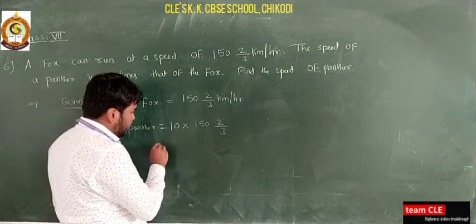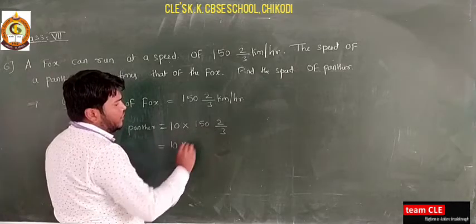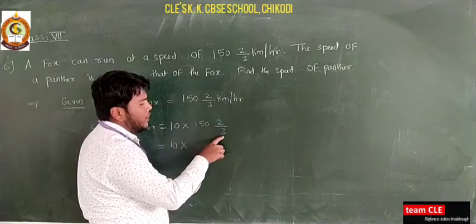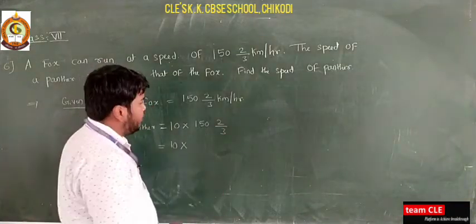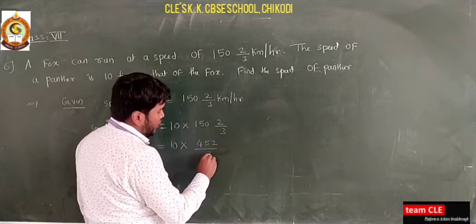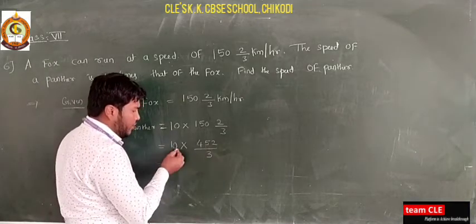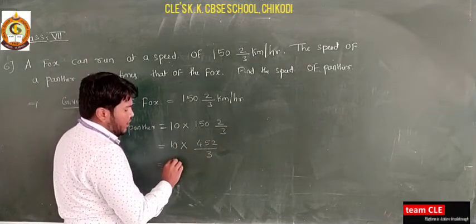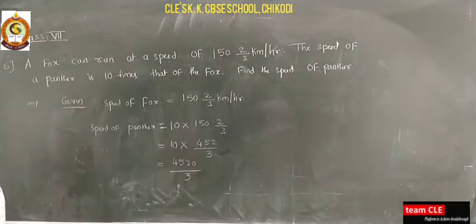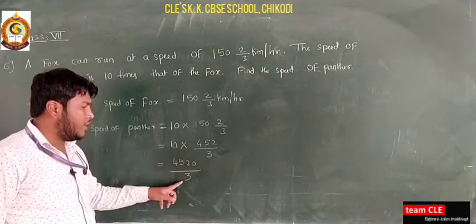Now this is 10, you write as it is. Then 15 3s are 45, so 150 into 3 is 450. Plus 2, that is 452 whole divided by 3. Now we can multiply numerator with numerator: 452 into 10 is 4520, whole divided by 3.